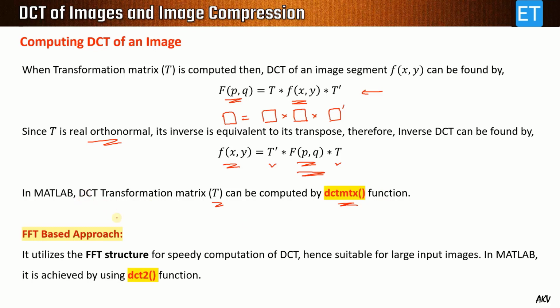And the second approach is based on FFT. This approach utilizes the FFT structure for speedy computation of DCT. Therefore, it is suitable for large input images, and in MATLAB, it is achieved by executing the dct2 function. So if you want to find the DCT of small image segments, you should prefer the first approach. And if you want to find the DCT of a large image, then you can go to the FFT based approach. Okay, I will show you both approaches by writing MATLAB code, and how they can be used for image compression.